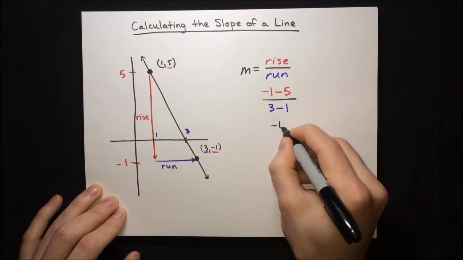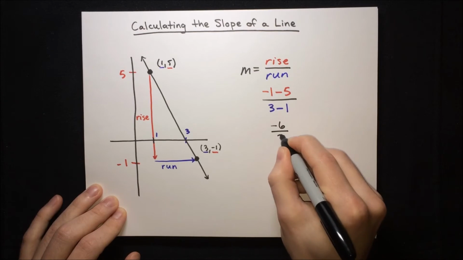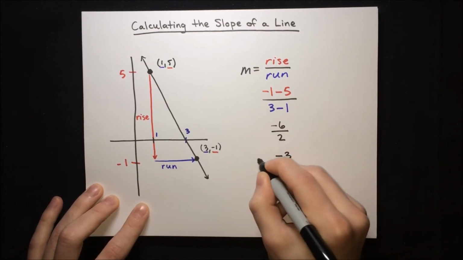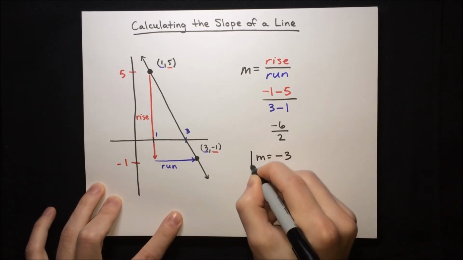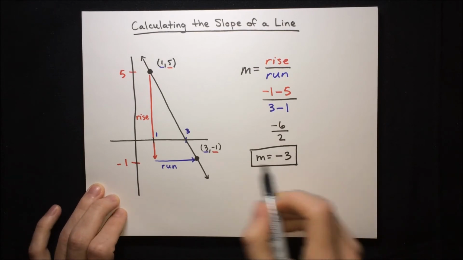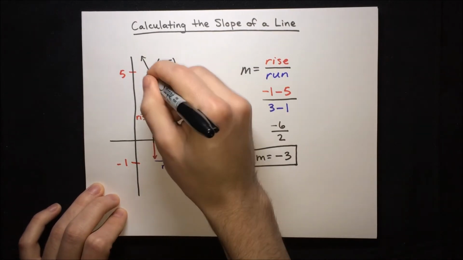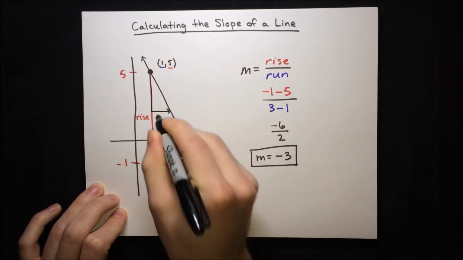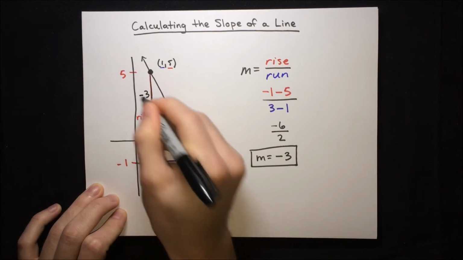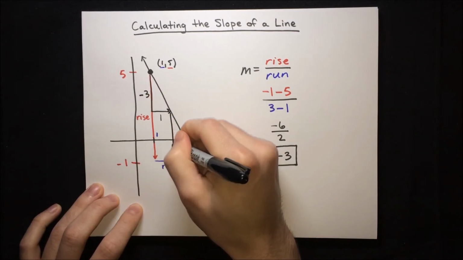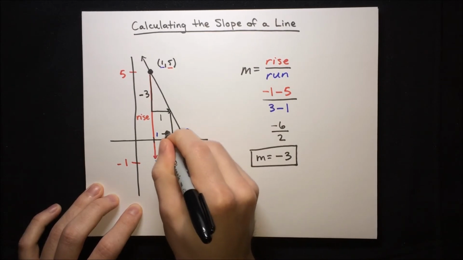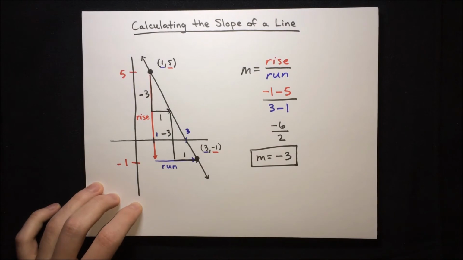On top we have -6, and on the bottom we have 2. And the end result there, -6 divided by 2, is -3. So m equals -3. That's our slope. And how we interpret this in terms of the line is that whenever we go over 1 unit, we have to go down 3 units. The y decreases by 3. And if we do that twice, then we'll get to our second point on the line.